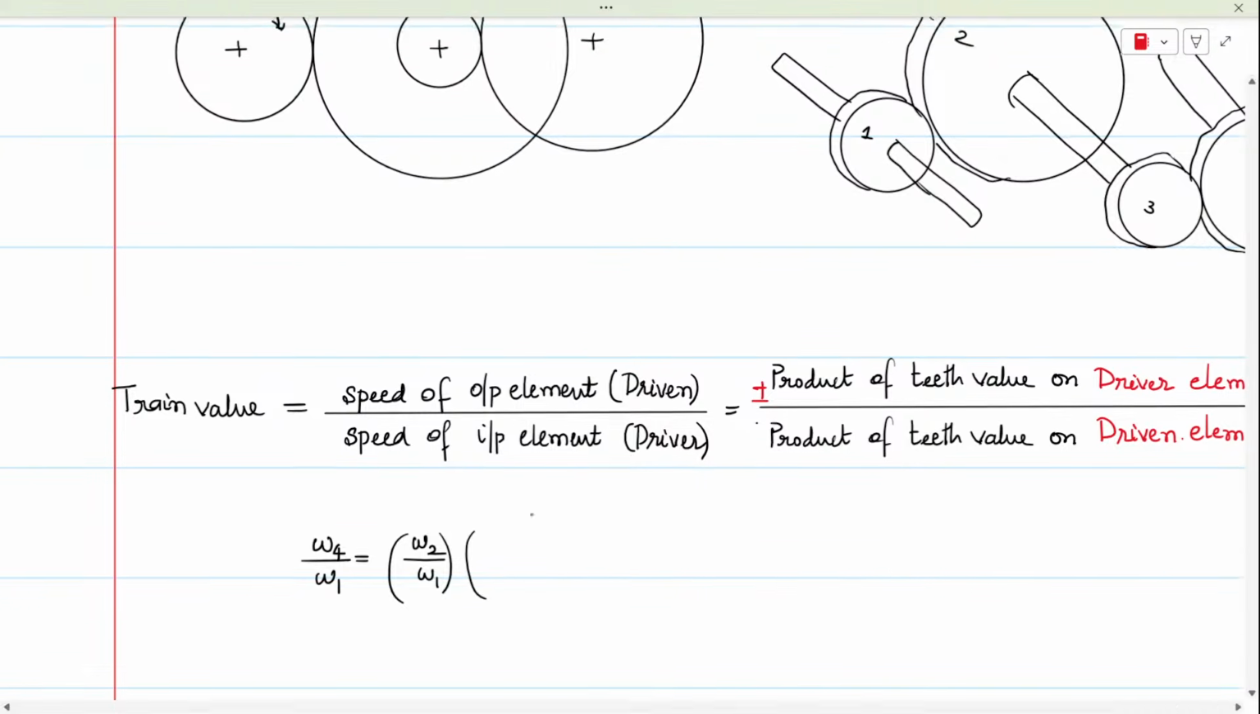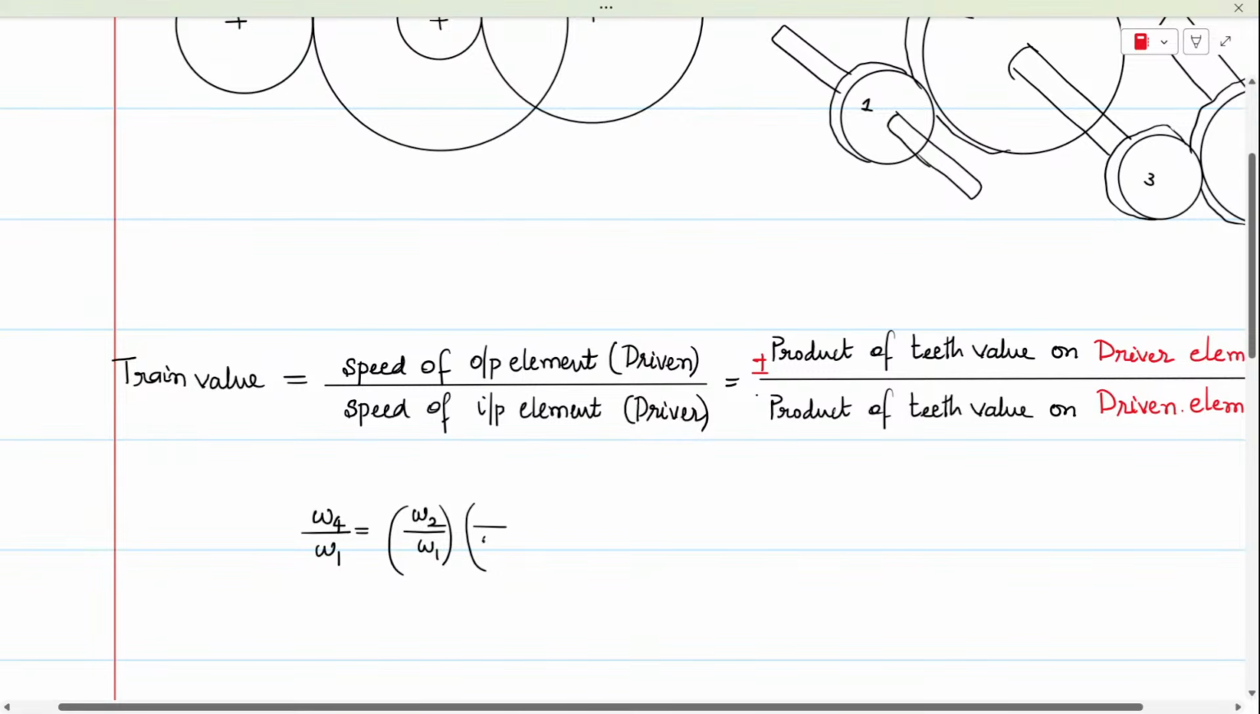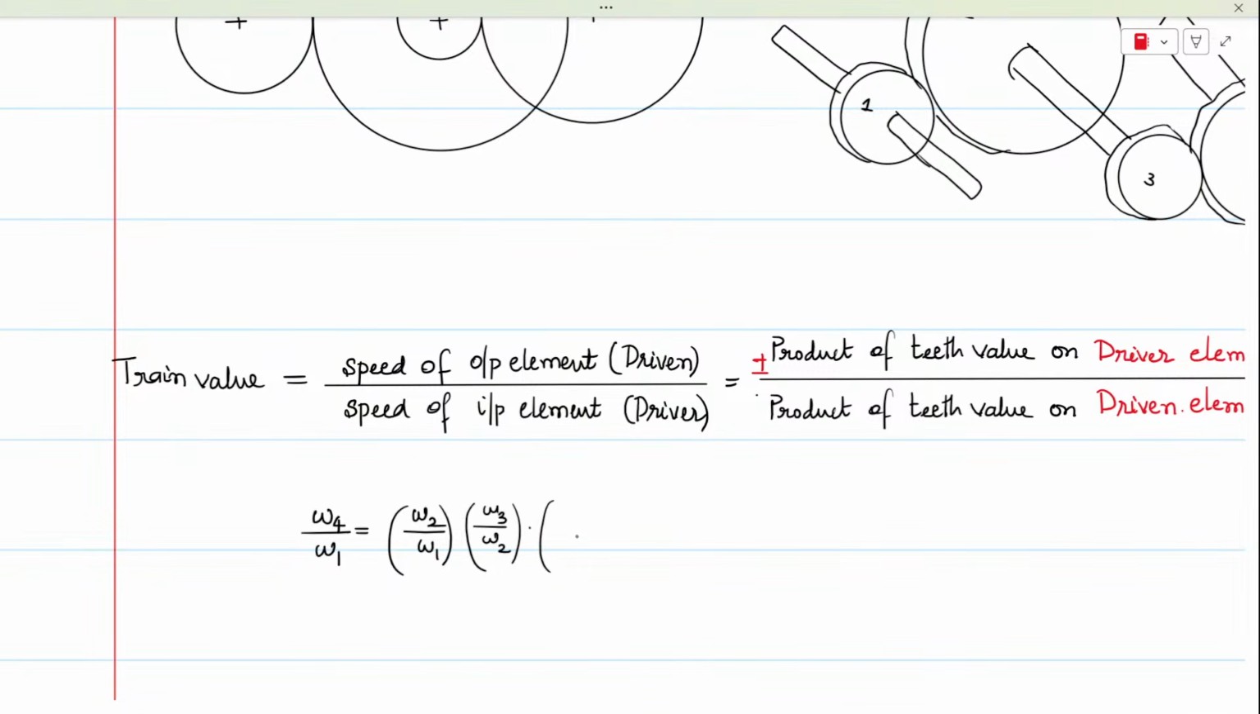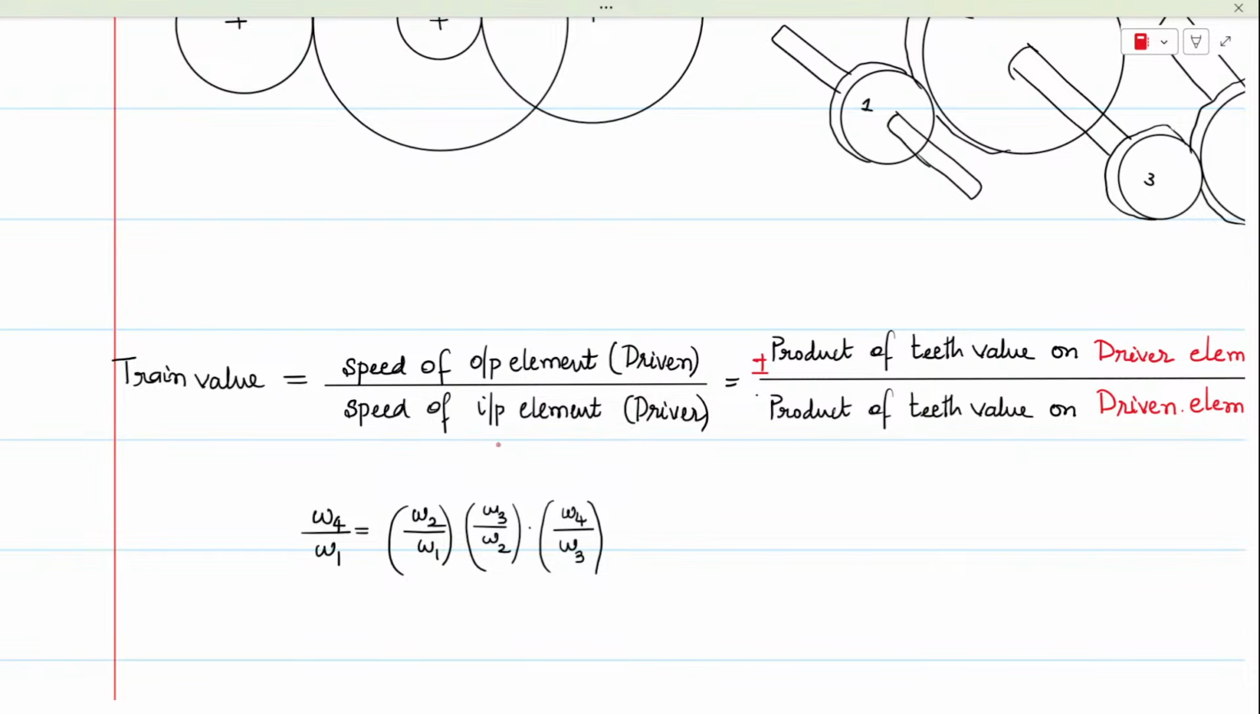Next, 2 is the input and 3 is the output. So 2 is taken in the denominator and 3 is taken in the numerator. Same way 3 becomes the input and 4 is the output. Now do remember one thing over here, that 2 and 3 are mounted on the same shaft. So their speeds will be the same. So they will cancel out each other as 2 and 3 are mounted on the same shaft.